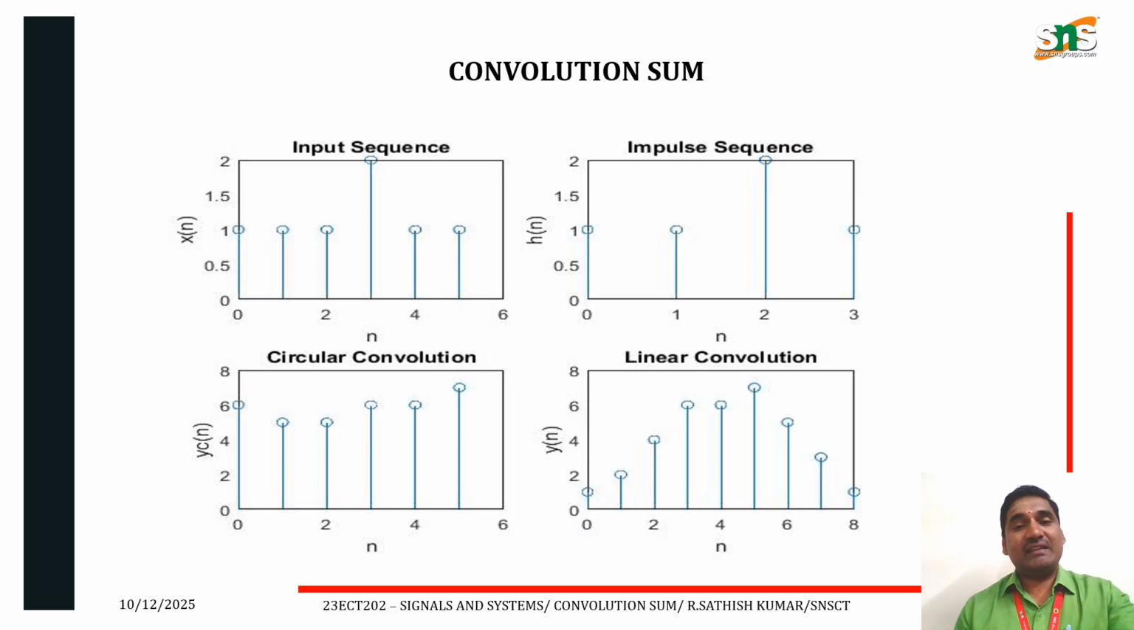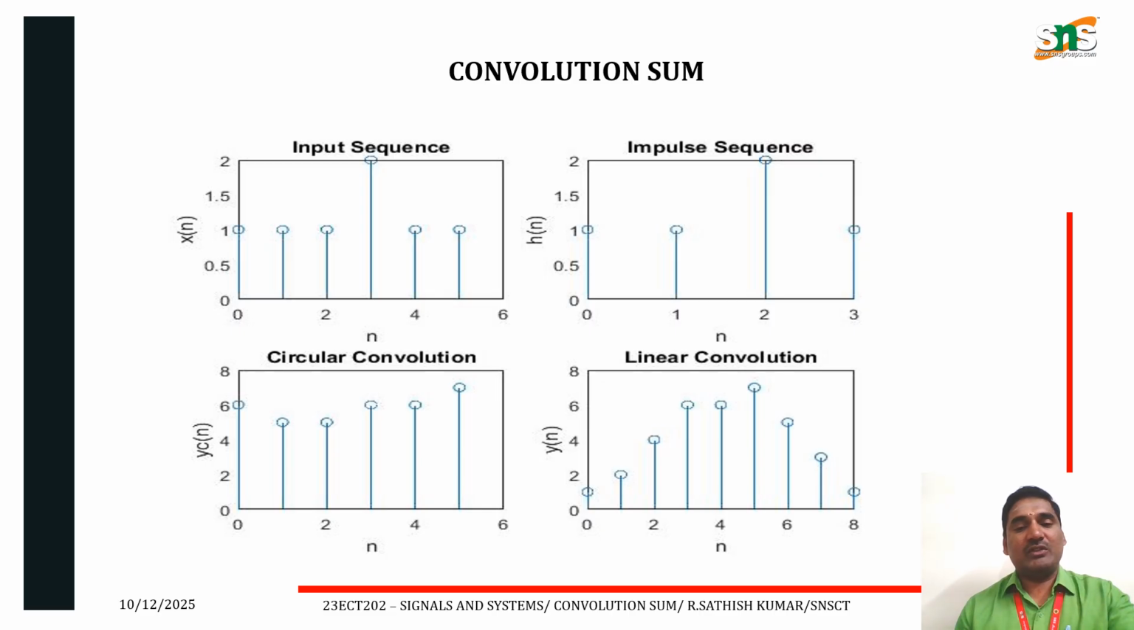Next, this is another convolution sum example. The input sequence is given as x of n: x of 0 is equal to 1, x of 1 is equal to 1, x of 2 is equal to 1, x of 3 is equal to 2, x of 4 is equal to 1, x of 5 is equal to 1. Similarly, the impulse sequence is given: h of 0 is equal to 1, h of 1 is equal to 1, h of 2 is equal to 2, h of 3 is equal to 1. For these two sequences, by using any one method, we can get the output as the linear convolution sequence.